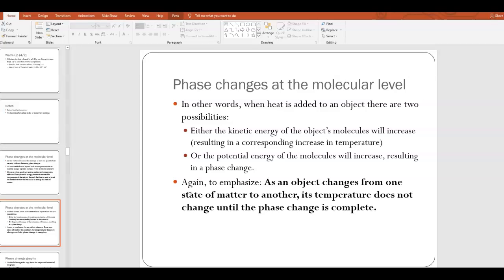Okay, so if you think of the diagram I had drawn before, the heat can either go to the left side or to the right side. It cannot go to both sides at the same time. Now if you add a bunch of heat to an object, it can eventually end up increasing both sides. But as you're heating an object, either there is a temperature change or there is a phase change. You cannot have both happening at the same time.